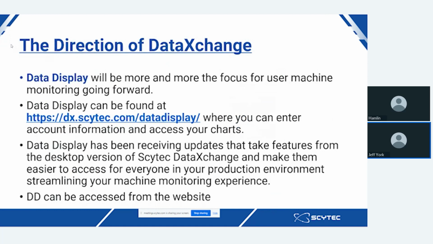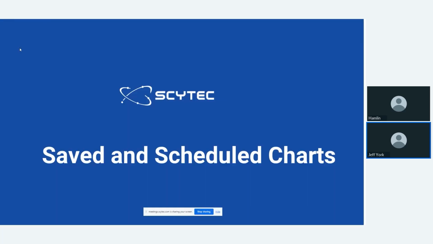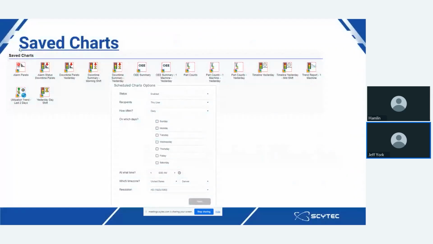Now, the first big update that we had this year that I'm going to discuss and then demonstrate are the saved and scheduled charts. And we have an image here of where you can find saved charts inside of data display, as well as an image of the scheduling filter options. Once you've saved a chart that you need on a recurring basis, you can have that then sent to you via the scheduled chart options.